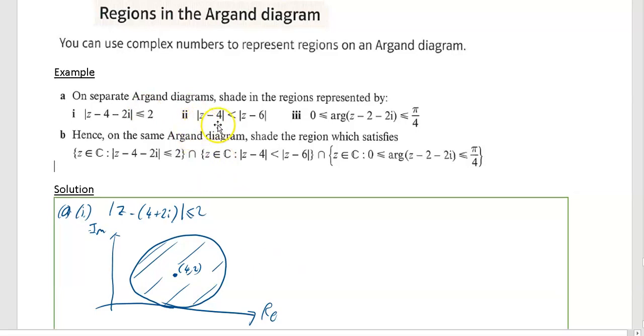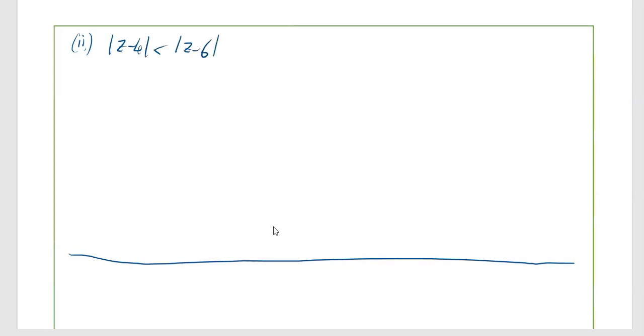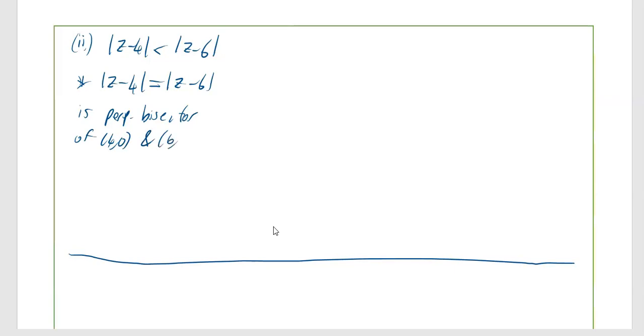The second one is modulus of z minus 4 is less than modulus of z minus 6. If we just do what it would be if this had been an equal sign instead of an inequality, so what would this have looked like? This would have been the perpendicular bisector of the point (4, 0) and the point (6, 0).